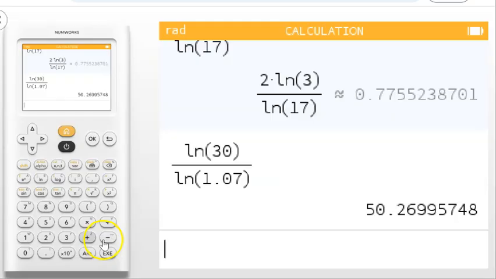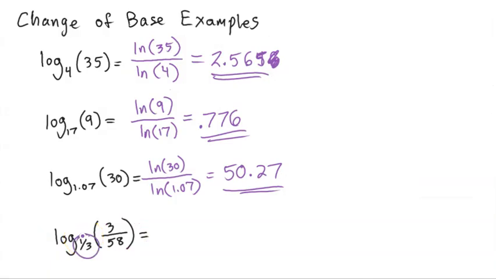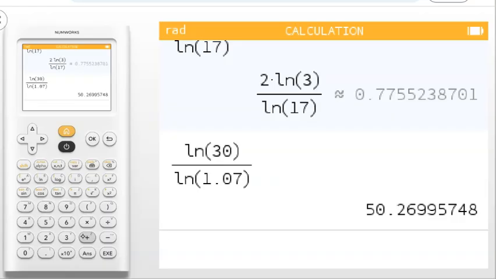All right, last one. Log base 1/3 of 3 over 58. Okay. Now it's going to look a little weird, but we're going to have the natural log of what? 3 over 58. It's the whole thing. We're not going to do a log of this and a log of this. This whole thing is inside the parentheses, so we have to do the natural log of this whole thing. So we're going to do the natural log of 3 over 58 over the natural log of 1/3.